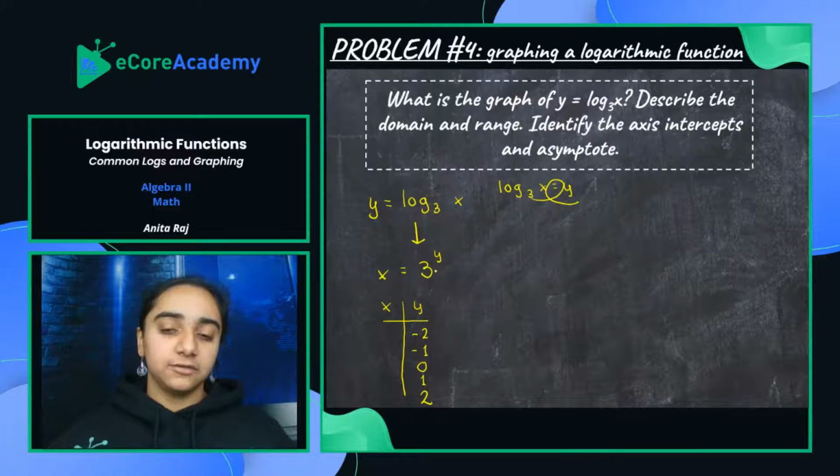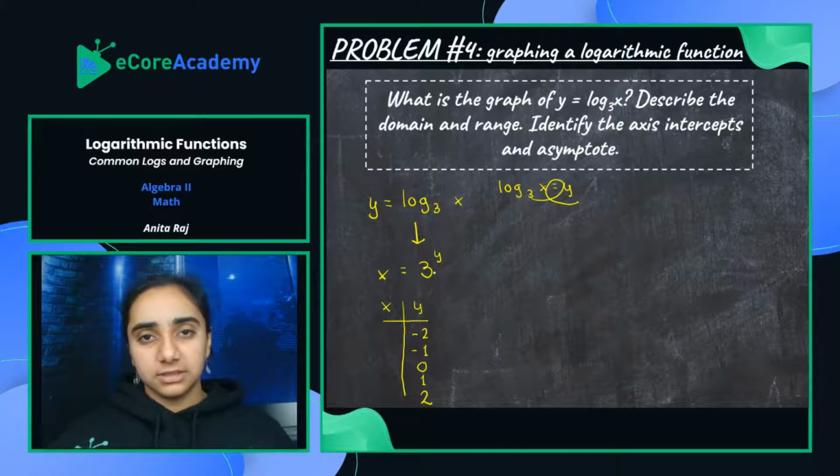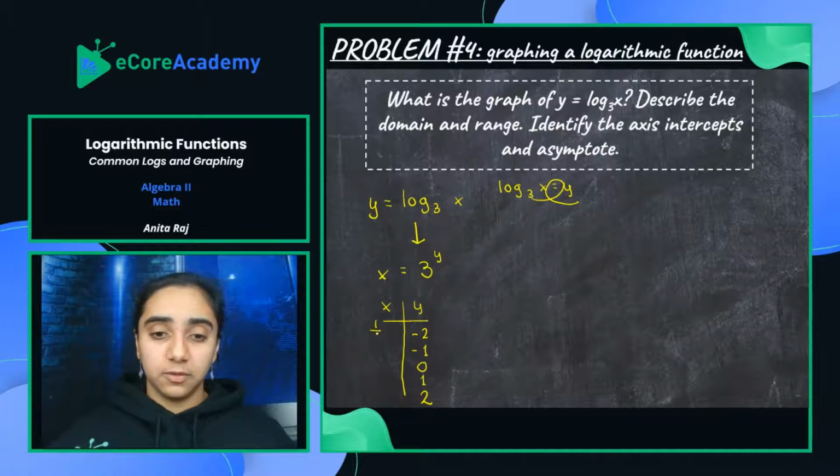So if we plugged in -2, 3 to the power of -2, well, we're raising to a negative exponent, so we're going to get a fraction. 3 to the power of 2 is 9, so we're going to get 9 in the denominator, and our x coordinate is going to be 1/9.